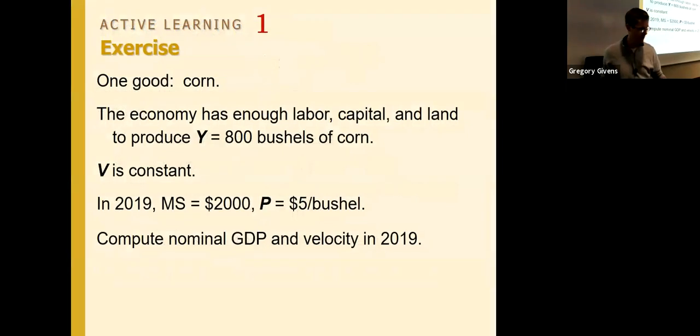All right, let's do a quick exercise together to reinforce your understanding of this. Let's say we've got a one good economy, corn. The economy has enough land, labor, and capital to produce 800 bushels of corn a year. The velocity of money is some constant, which we're going to try to determine. The money supply is 2,000 and the price of corn is $5 per bushel. I want you to compute nominal GDP and velocity in 2019.